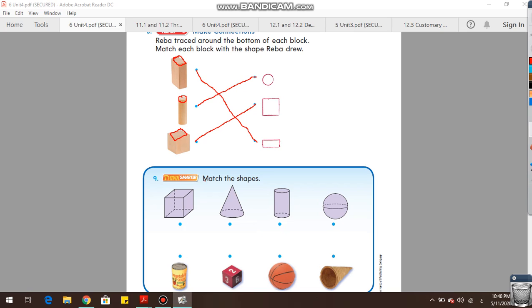Now match the shapes. I have here cube, cone, cylinder, and sphere. So cube, where is the cube that I have here? Yes, it's here. How about cone? Yes, it's an ice cream cone. And cylinder? Yes, it's like a can. And sphere, like a ball.